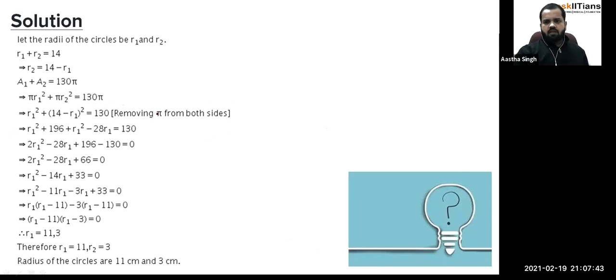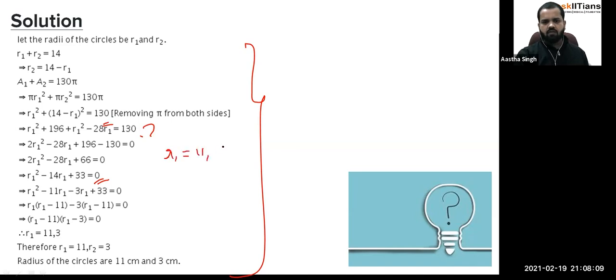So this is what the question is all about. With the help of both equations, you can easily go through it. It's very simple. You have just put in the value of your R2, and this will be a quadratic equation. To solve it, your R1 will be 11 or 3. If R1 is 11, then R2 will be 3, and in case of 3, R2 will be 11. So your radii can be either 3 and 11, or 11 and 3. It does not depend, right?